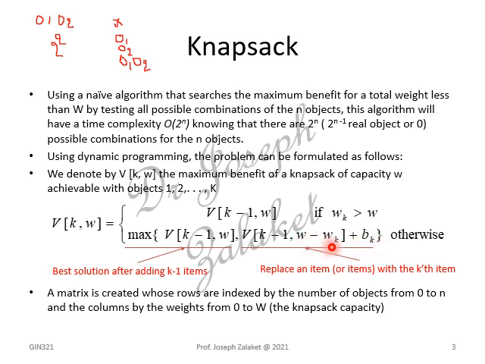Why here W minus wk? Because we will take the value as if other objects did not exist, in order to leave enough space for the new object to be added inside the knapsack.